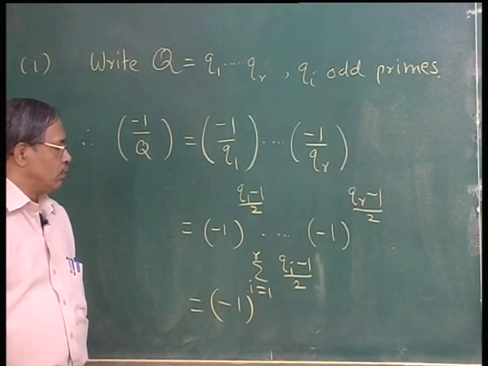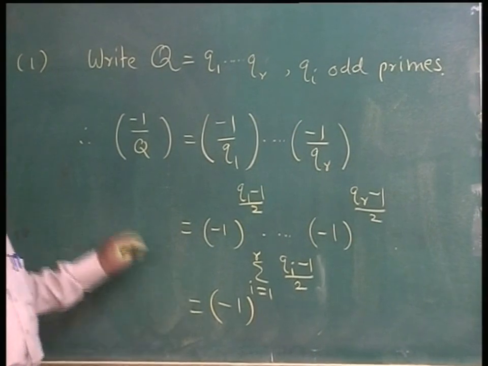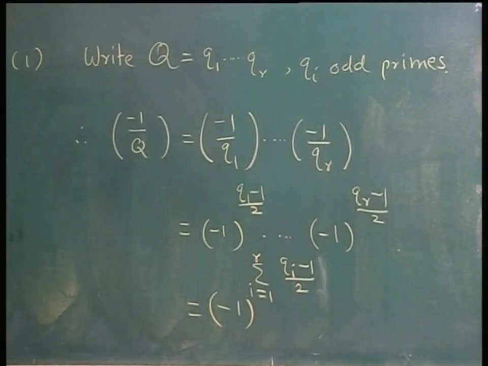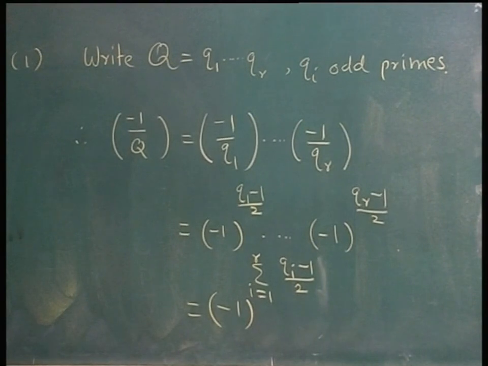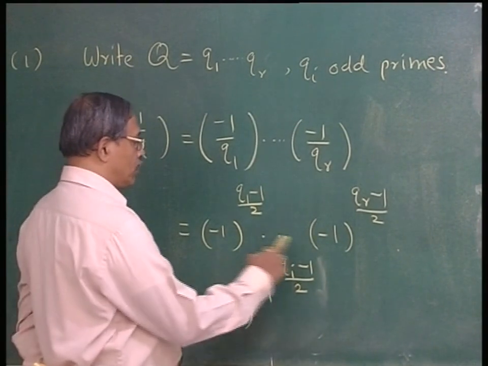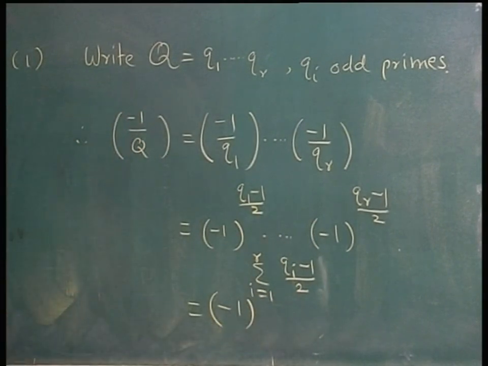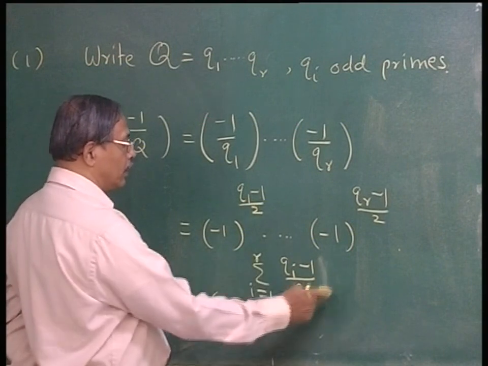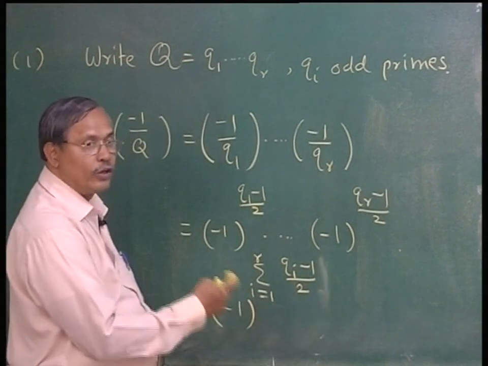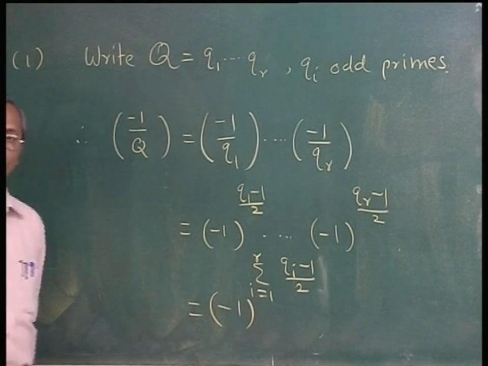What do you want to show now? You want to show that (-1/Q) is equal to (-1)^((Q-1)/2), with capital Q. So that doesn't mean the exponents are equal. What we want is, when are two powers of minus 1 equal? (-1)^a equal to (-1)^b. That happens if both a and b are odd or both a and b are even. So (Q-1)/2 should be the same parity as this, or it should be congruent to this quantity modulo 2. That is what you have to prove.